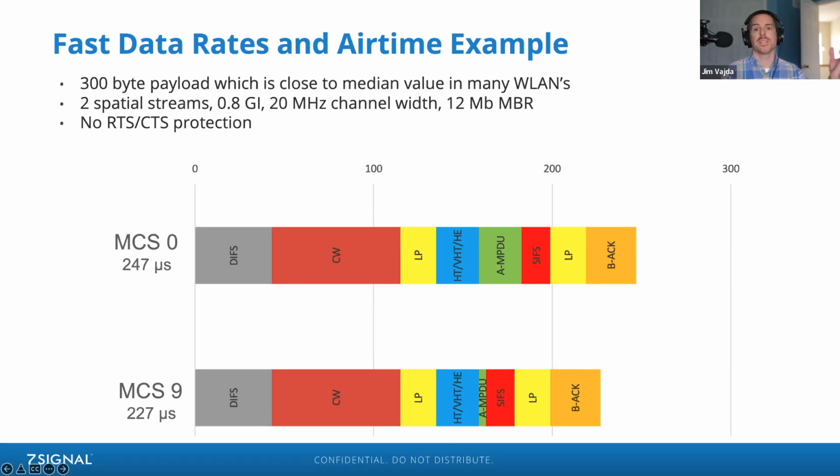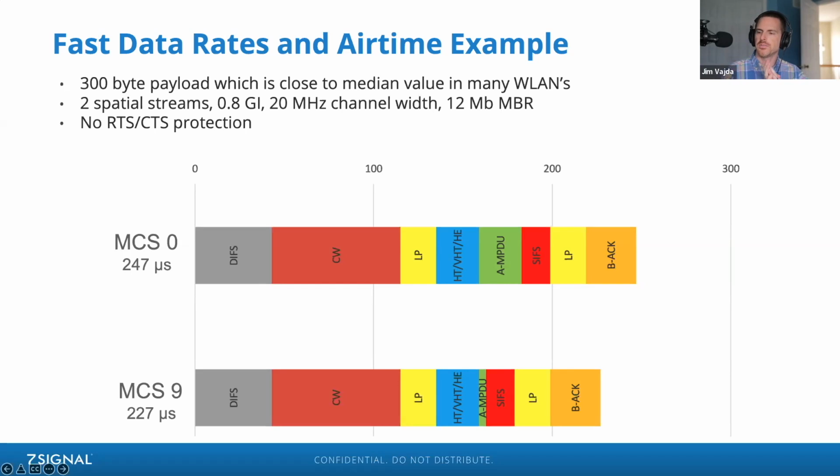But if we were at MCS 9, the fastest speed available to an 802.11ac device, it still requires 227 microseconds. We've only shaved off 20 microseconds. So how is that? Why is that?